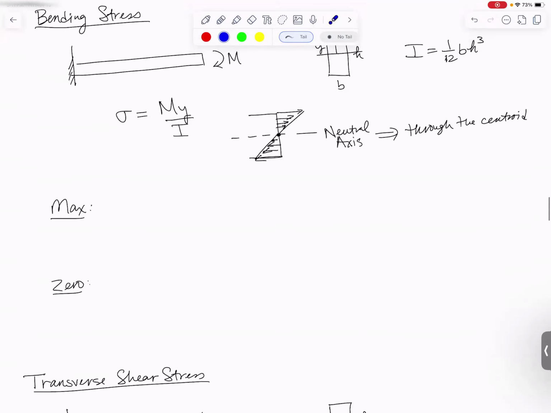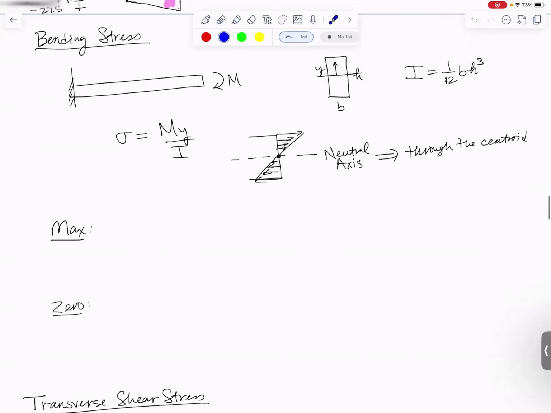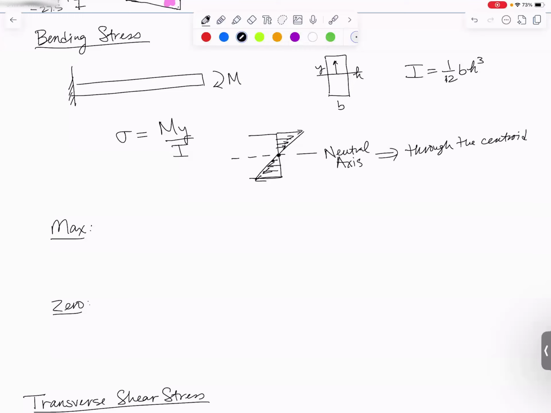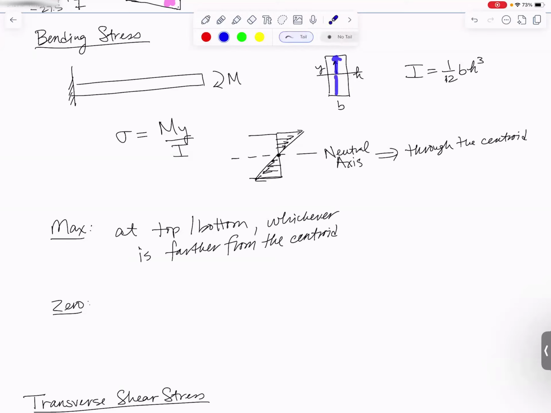So if we want to find where our stress is max on the cross section, that's going to be at our extreme values. So max at the top or the bottom, whichever is farther from the centroid. And by max, I'm meaning absolute value max. So it could be a max tension or max compression. So for a rectangle, your peak tensile stress and your peak compressive stress will be the same, because in a rectangle, it's the same distance to the top as the bottom.